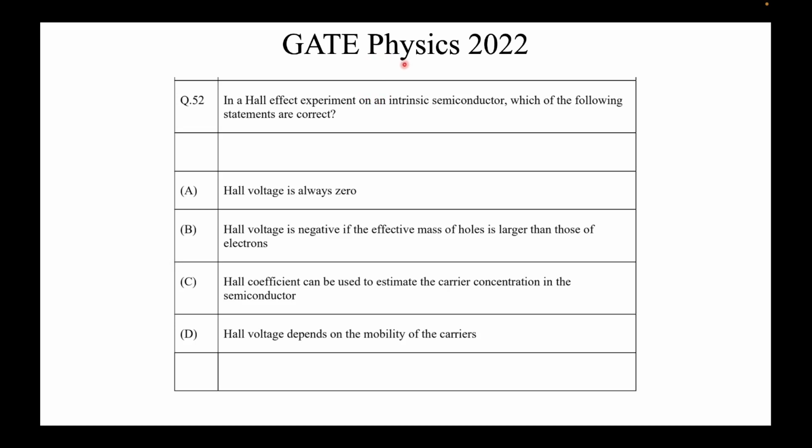The problem from GATE Physics 2022 reads as follows. In a Hall effect experiment on an intrinsic semiconductor, which of the following statements are correct? Option A. Hall voltage is always 0.